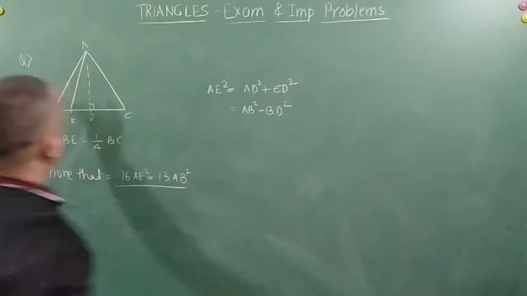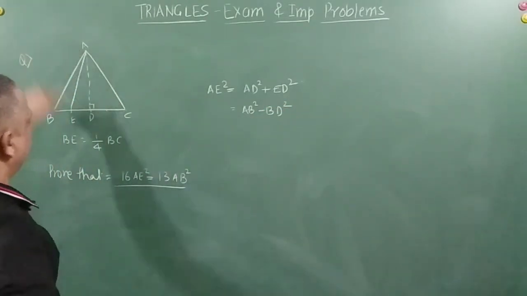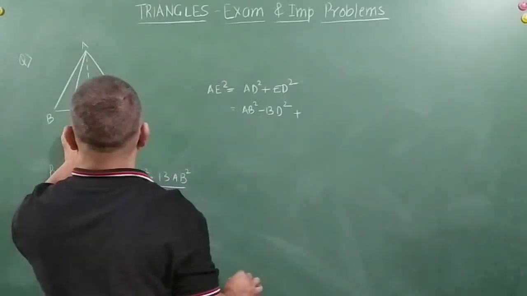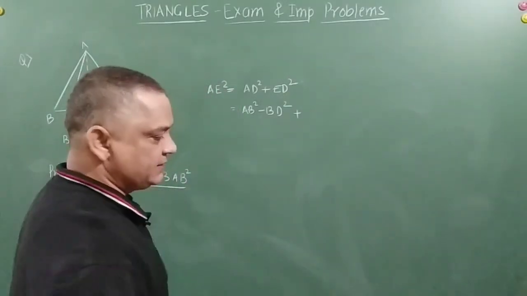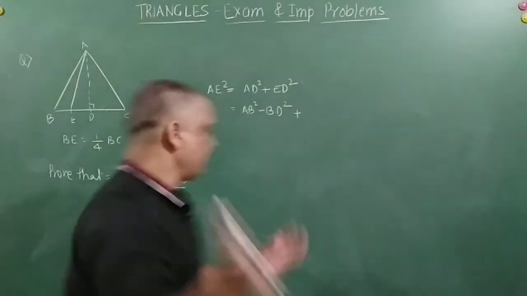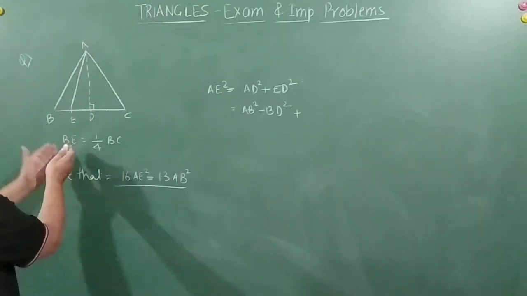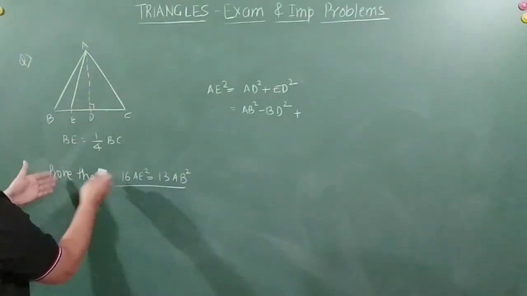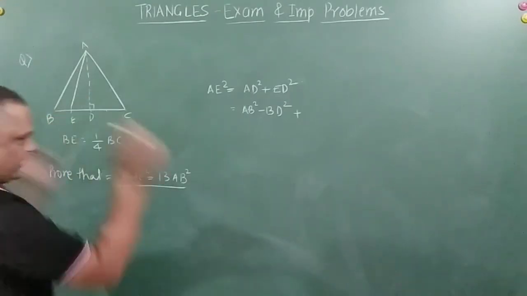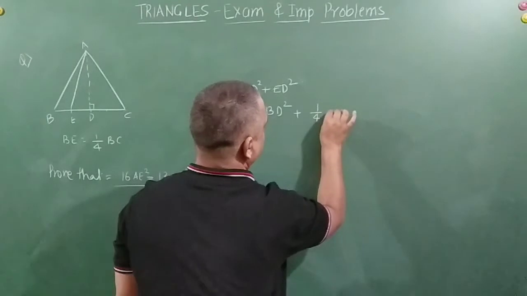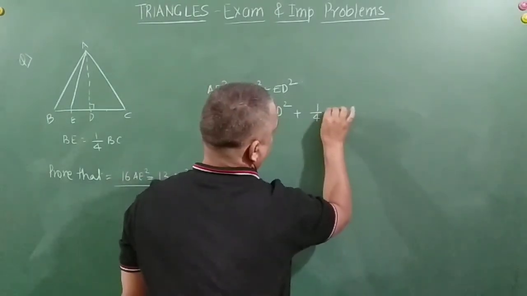I don't think there is any problem. AD square can be written as AB square minus BD square, plus ED square. ED is how much, my friends? ED is equal to 1 by 4 BC. Correct, no? You can see from here, BE and ED are both the same because this has been divided into 4 parts. So ED is also equal to 1 by 4 BC. I hope the logic is getting translated to your mind. Right? 1 by 4 BC whole square.